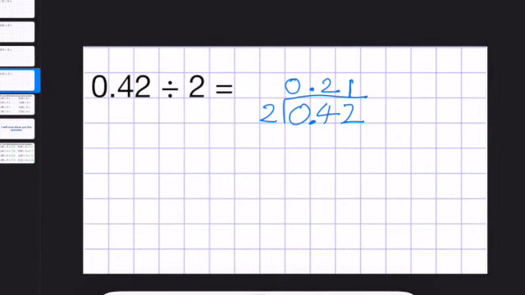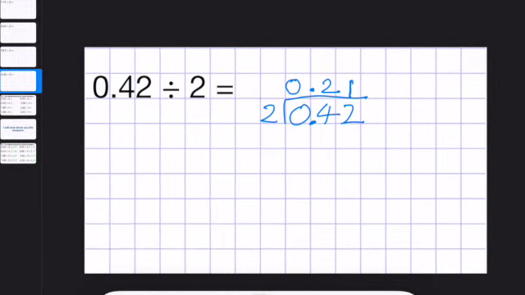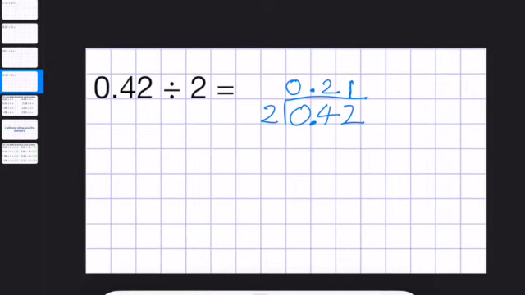Now in this case, we do need the 0. Because we have digits after the decimal place, this 0 is telling us there are no 1s. So we need to have that there.